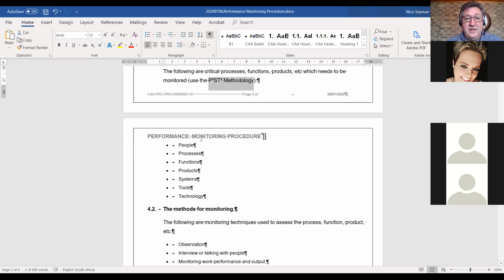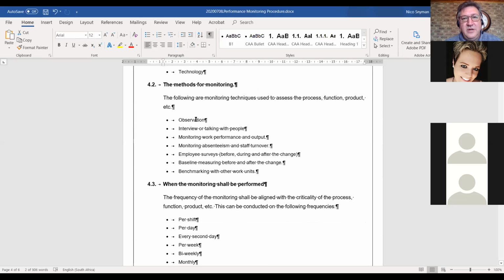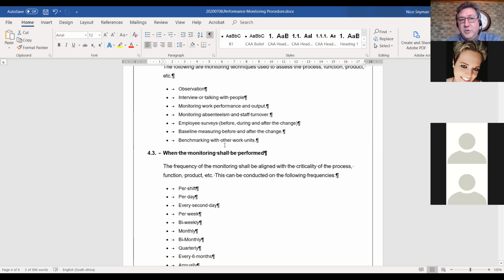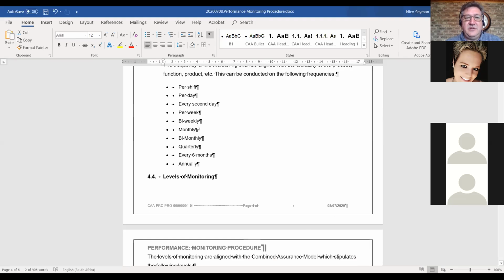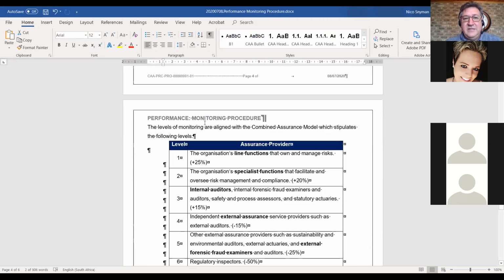The methods of monitoring can be observation. So you need to link it to your audit principles. Is it observation? Is it interviews? Is it statistics? Is it analysis? Is it technical reviews? Is it anything that you can have there? You need to have that in there to describe it because an auditor needs to know how you do A, B, and C. And then when will it be monitored? Is it per shift, per day, every second day, every day of the week, bi-monthly, quarterly, every 6 months, etc. And then the levels of monitoring are actually documented here.